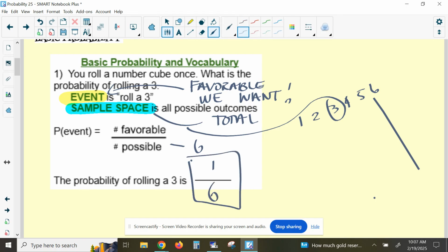And we talked about that we don't want to change it to a percent unless they say percentage, which most of the time they don't. And you also do not want to change it to a decimal that you have to round. Got it? So leave it as a fraction, and it does not have to be simplified. OST does not make you simplify, okay?